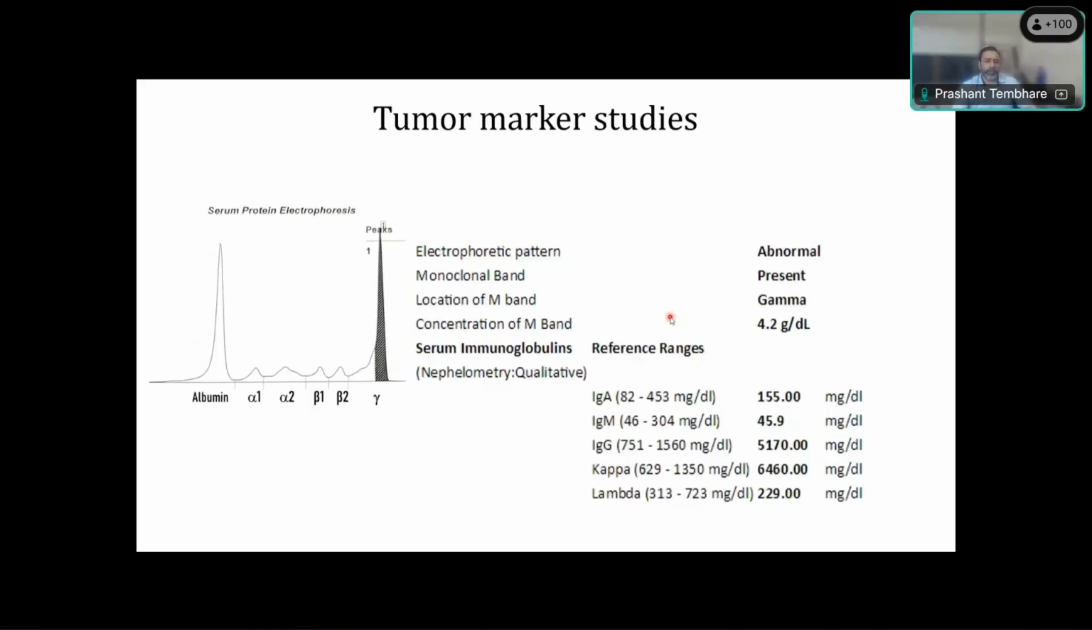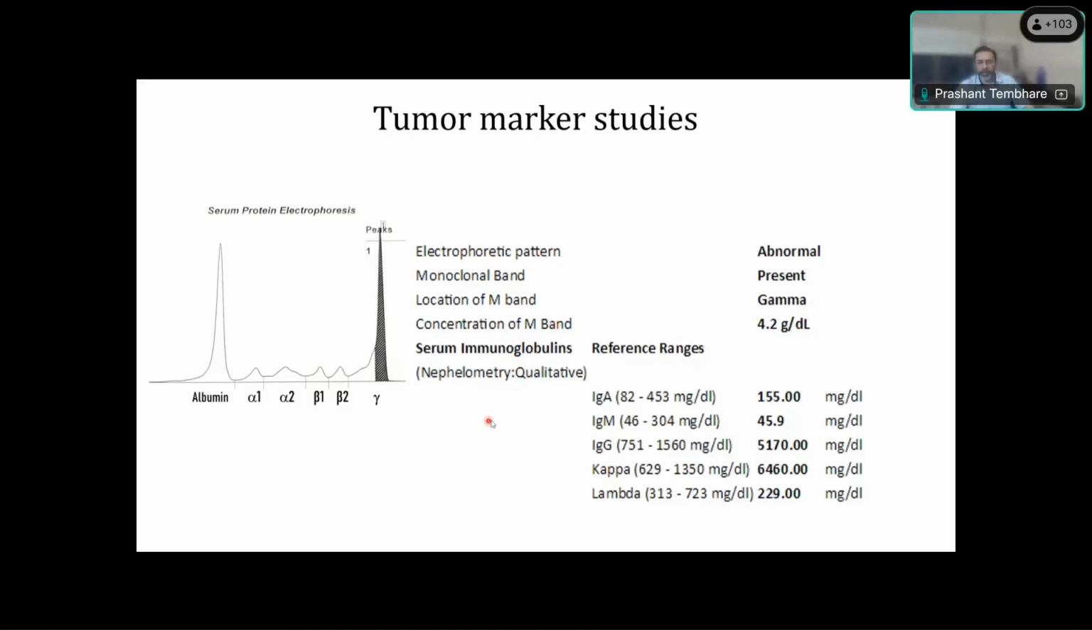Then serum protein electrophoresis was done, and in this you can see a sharp peak in the gamma region. Normally you see a very small peak, but here you can see a strong sharp peak in the gamma region. The M band was detected in the gamma region. This sharp peak is from the monoclonal band of M protein, and the concentration of M protein was 4.2 grams per deciliter.